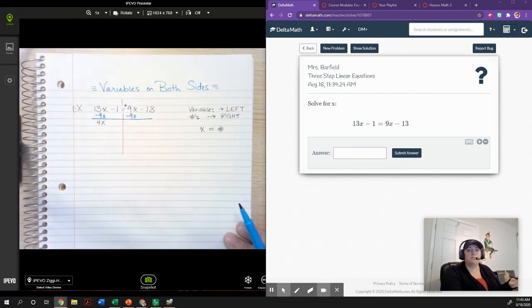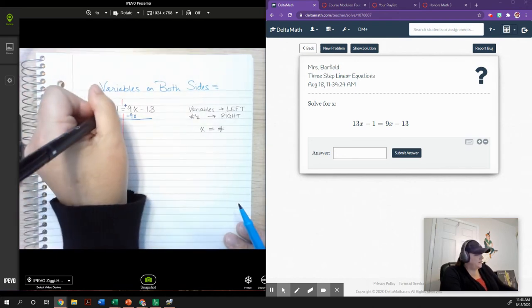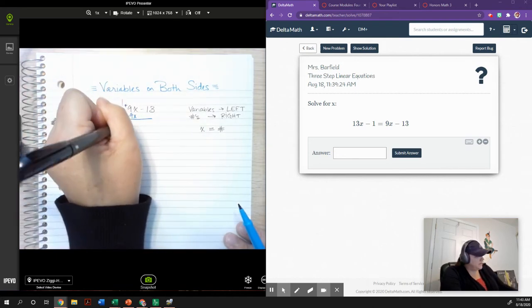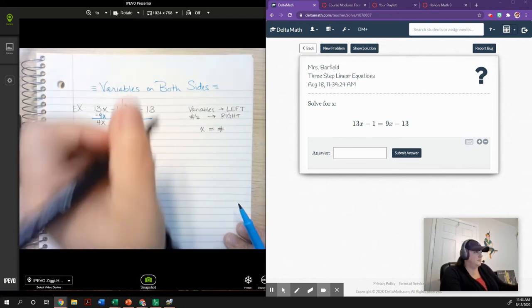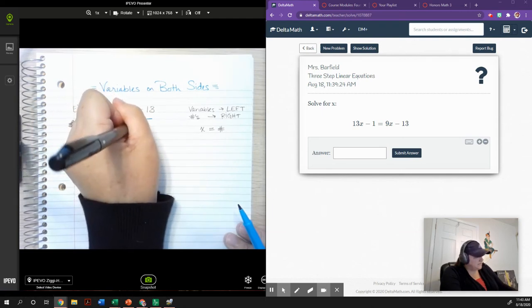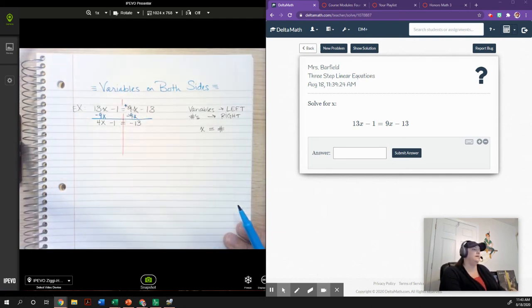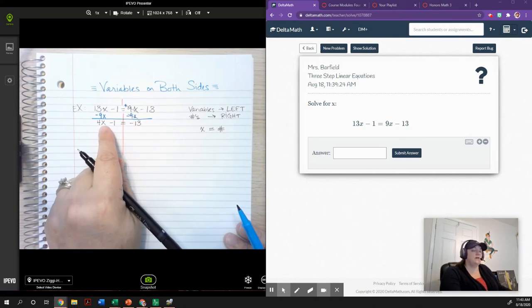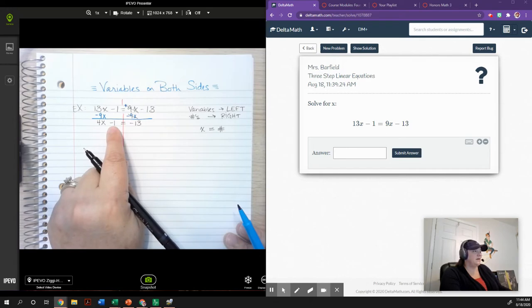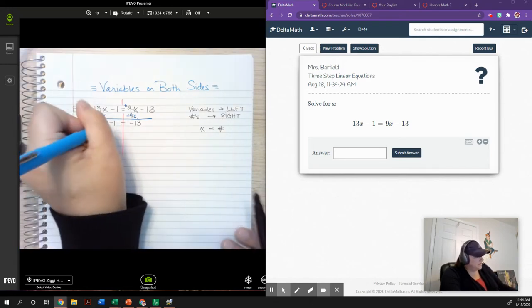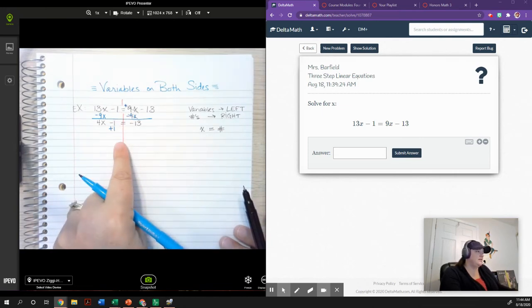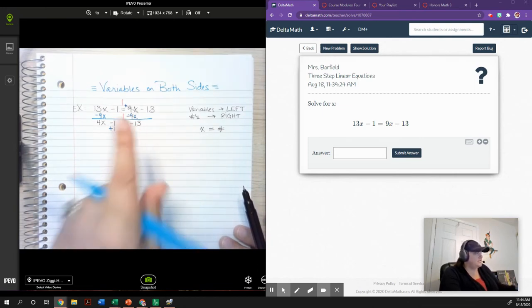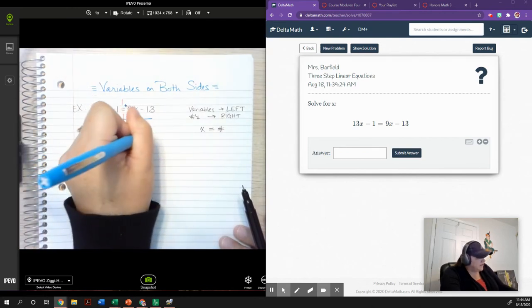Okay, so 13x minus 9x is 4x. This is why combining like terms is so important. Bring down the minus 1, equal sign. 9 minus 9 is 0. Bring down negative 13. Now I'm going to solve for x, so I have to get the x by itself. That means I have to do the opposite of minus 1. So the opposite is plus 1. If I do plus 1 on the left-hand side of my wall, I have to go to the other side of the wall, plus 1. That's how I keep it balanced.